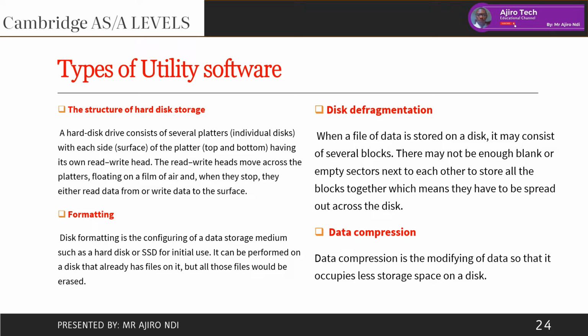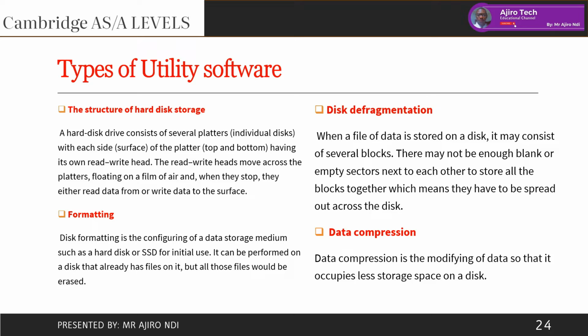The read and write head moves across that platter. The platter, meaning the disk, is floating on a film of air, and when they stop, they either read the data or write to the surface. I don't know if that makes sense. There are some things I'm going to talk about here.